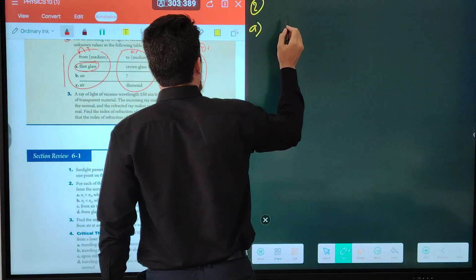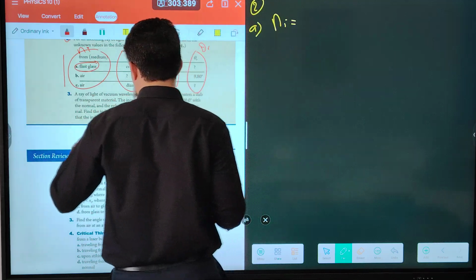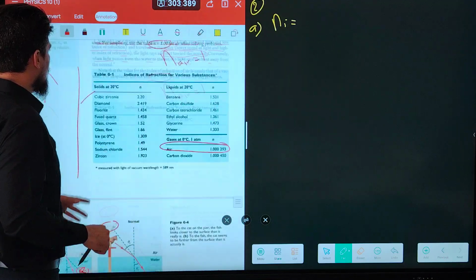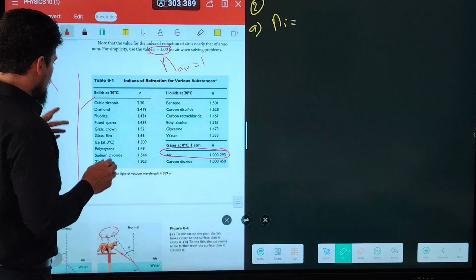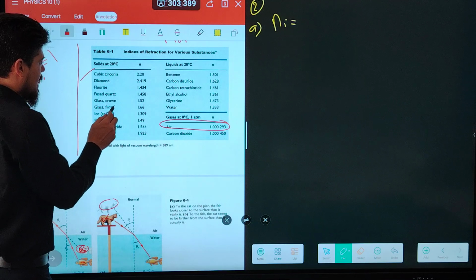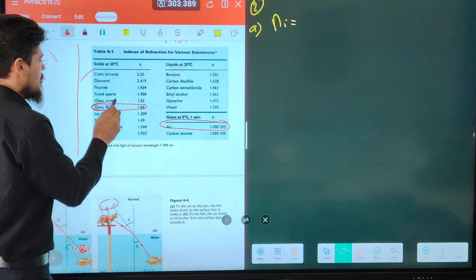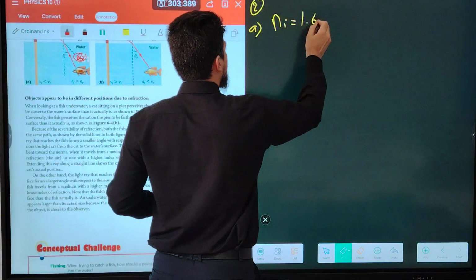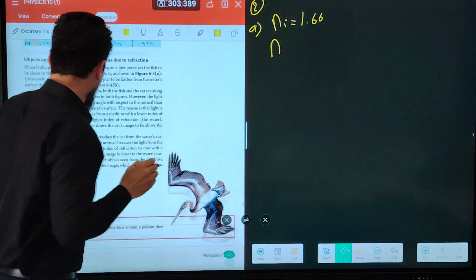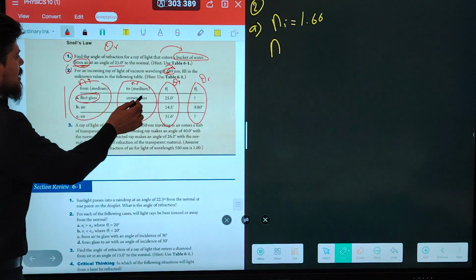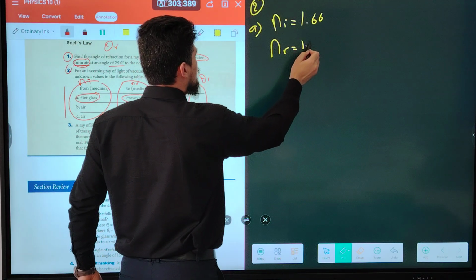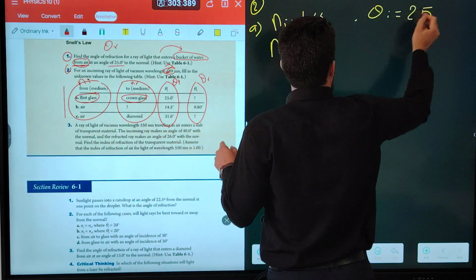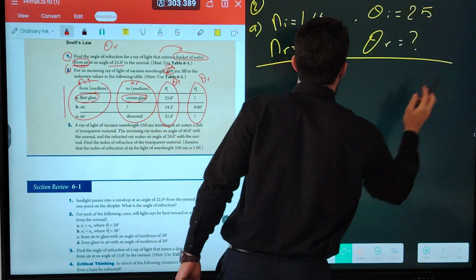For the flint glass, Ni is equal to what? For the flint glass, look at the table. Guys, look. The index of refraction Ni for the flint glass is 1.66. But for the crown glass, 1.52. For the flint glass, 1.66, and the second medium, crown glass, Nr for the crown glass is equal to 1.52. Theta I, do we have theta I? Yes, 25. What is unknown? Theta R. It's very easy.